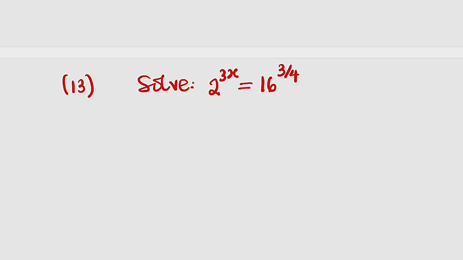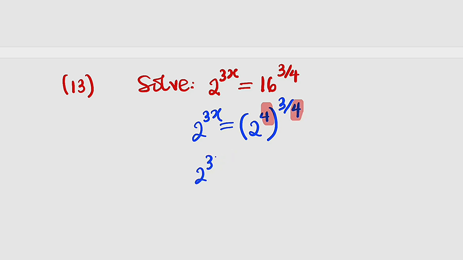Question number 13, we are asked to solve this exponential equation. 2 to the power of 3x equal to 16 to the power of 3 divided by 4. You should know that 16 can be expressed as 2 raised to the power of 4. So we have 2 to the power of 3x equal to 2 to the power of 4 raised to the power of 3 divided by 4. And if you multiply these two exponents, 4 will cancel 4, leaving only 2 to the power of 3.